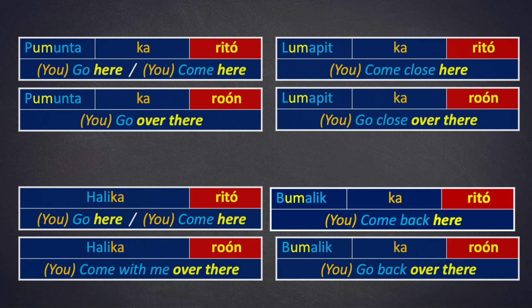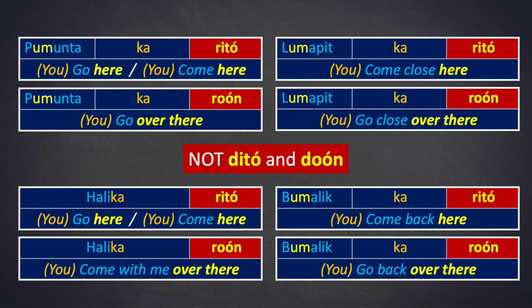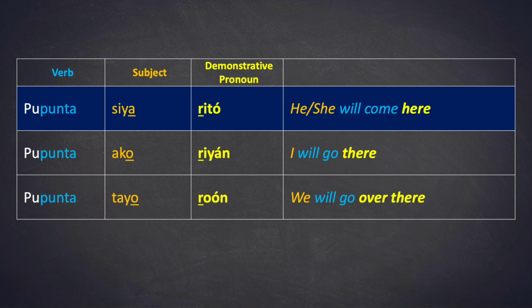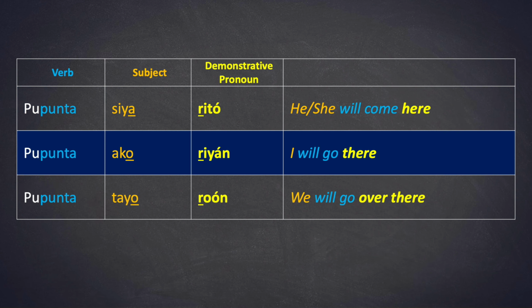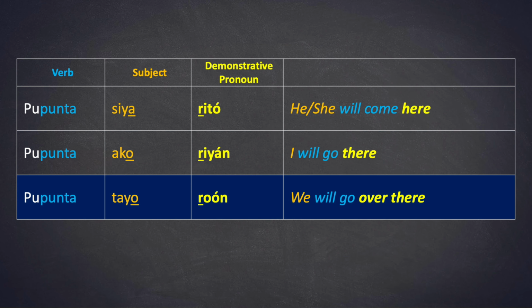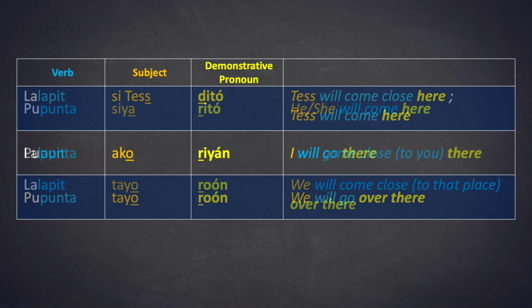Notice too that we used rito and roon and not dito and doon. That's because the word before the demonstrative pronouns rito and roon is the personal pronoun ka, which ends in a vowel. Watch out for using the D version in the following examples. Pupunta siya rito. He or she will come here. Pupunta ako riyan. I will go there. Pupunta tayo roon. We will go over there.